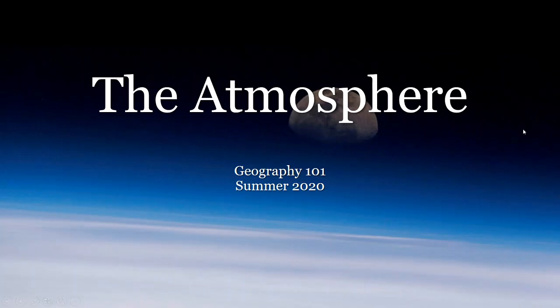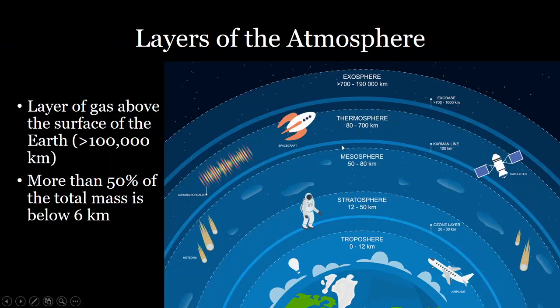Today we're going to be talking all about the atmosphere. So what is the atmosphere? The atmosphere is the layer of gas above the Earth's surface, which can extend over 100,000 kilometers over the Earth's surface. It has many different layers, but the majority, or over 50% of the mass of the atmosphere is located fairly close to the surface of the Earth, only 6 kilometers away. And so we're going to be talking about all these different layers and what they're made of.